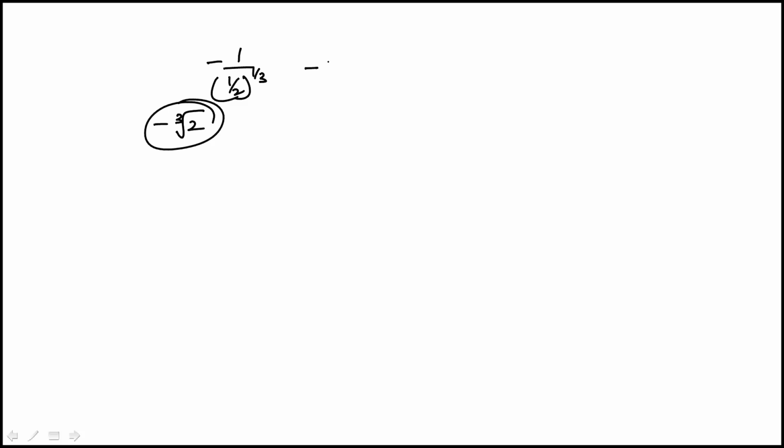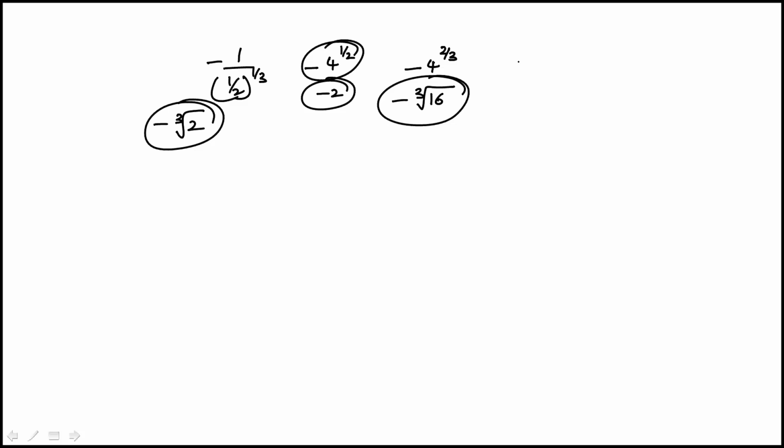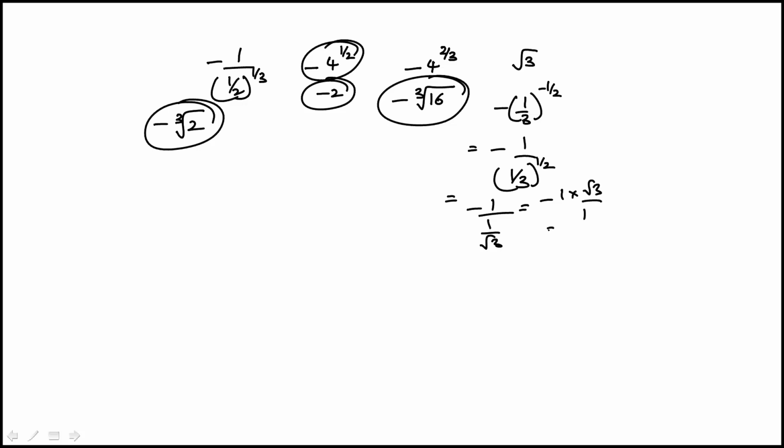Second one will become minus 4 to the power of half, which is really just -2. And then this would be minus, so I kept the minus here, 4 to the 2/3, which is really minus of cube root of 16. And then this fourth one will become √3. And the step is minus 1/3 to the half, which is 1/√3. And that's how it becomes minus √3. So there is a minus here.